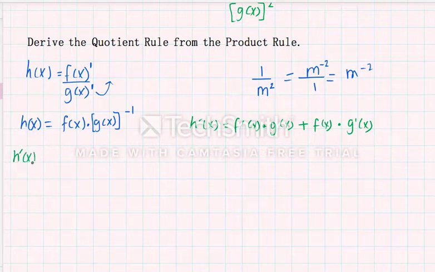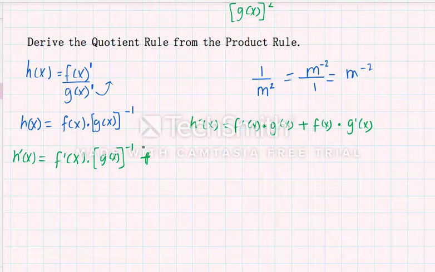h prime of x is equal to the derivative of f of x, so f prime of x, times g of x the way it is. So times the second function, which is all of that. This is the second function, g of x to the power of negative 1.